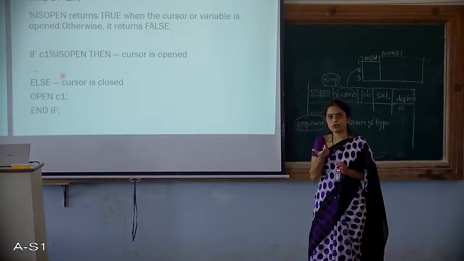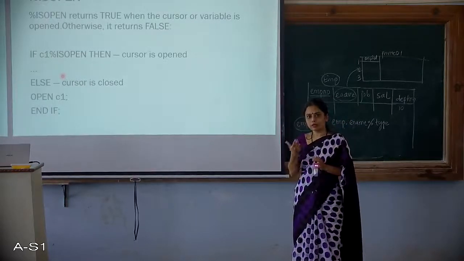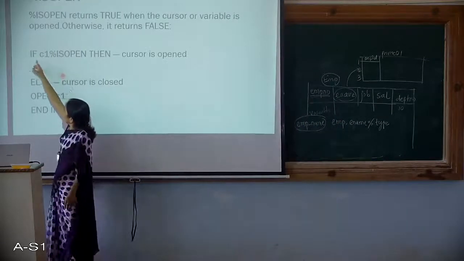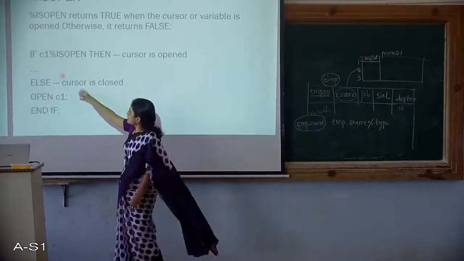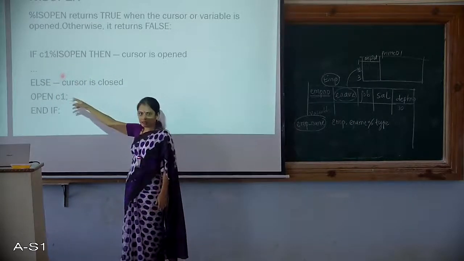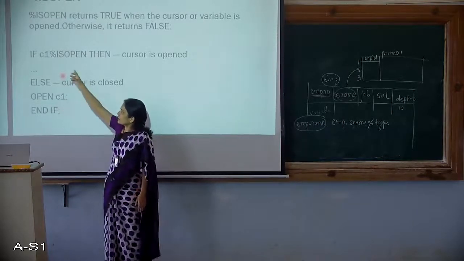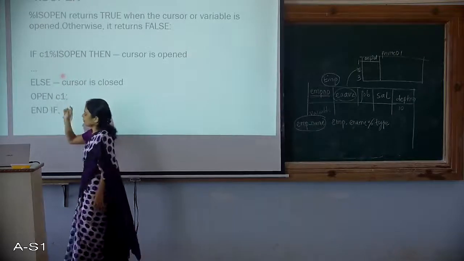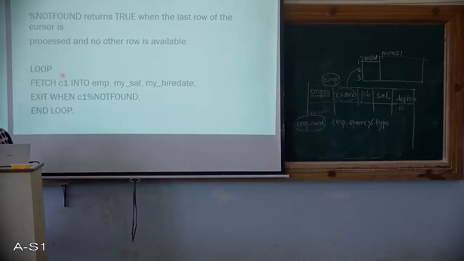So there is one attribute known as is open, which will help me figure out whether the cursor is already open. You can simply say, whatever the name of the cursor, if C1 is open, then do whatever, else it means that the cursor is closed, so I will open the cursor. In case it is not open, I will say open C1. So this was about is open.